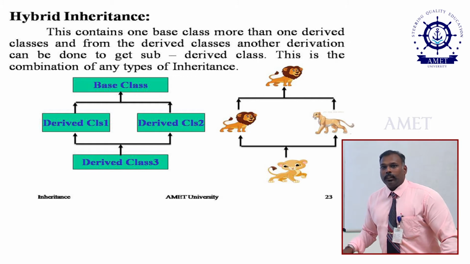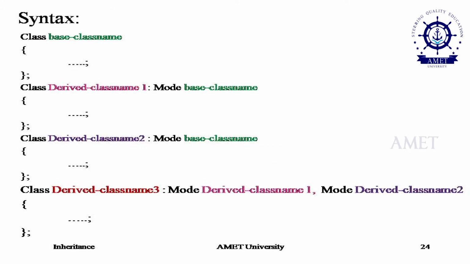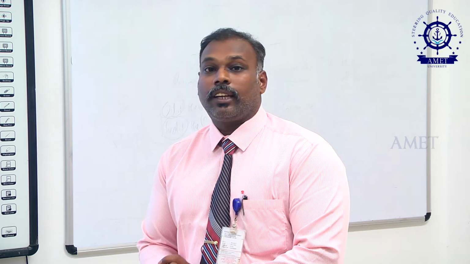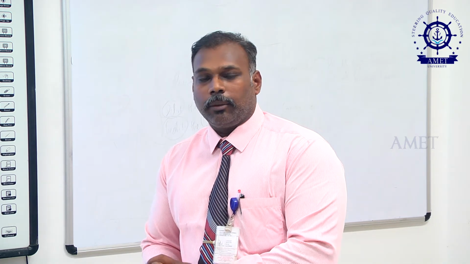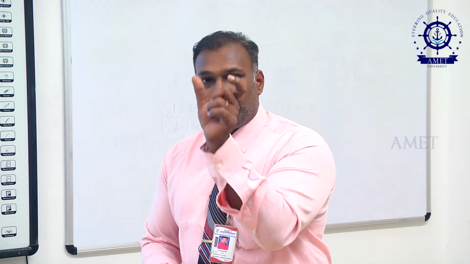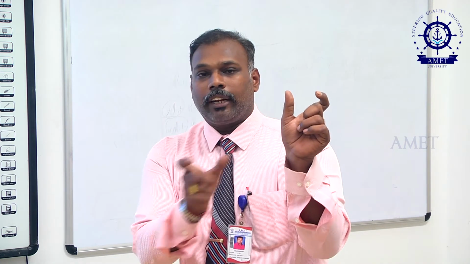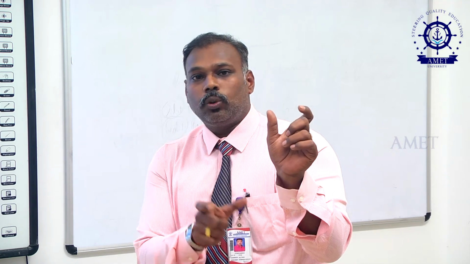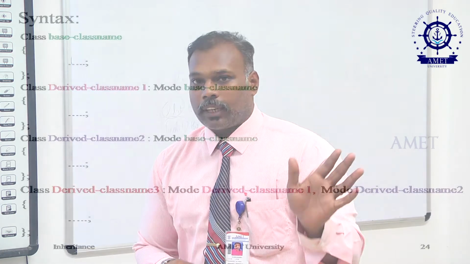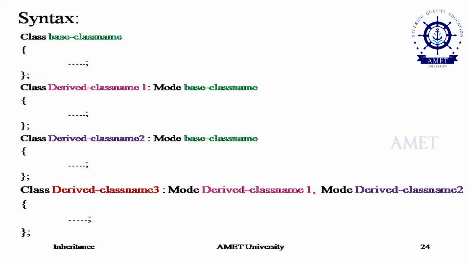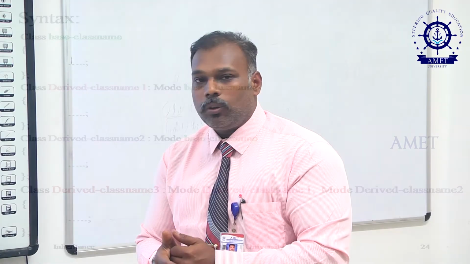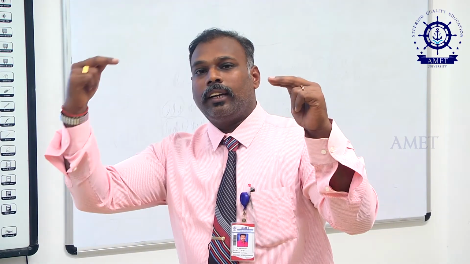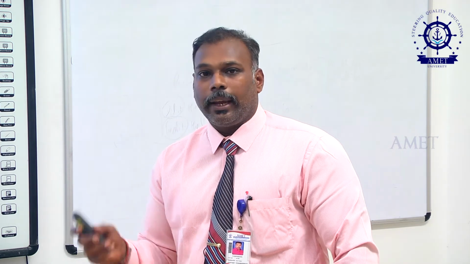These are the combinations I took for this example. The next one is the syntax. Class base class name, then class derived class name, mode, and base class name, and then class derived class 2, mode, base class name. I already specified one base class and two derived classes. So derived class 1 and derived class 2 incorporate the base class, and then the last one, class derived class name 3, mode, we inherit from derived class 1 and derived class 2. This is the simple syntax for hybrid inheritance.